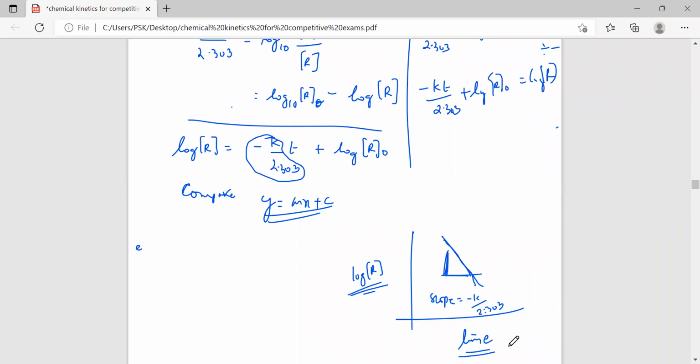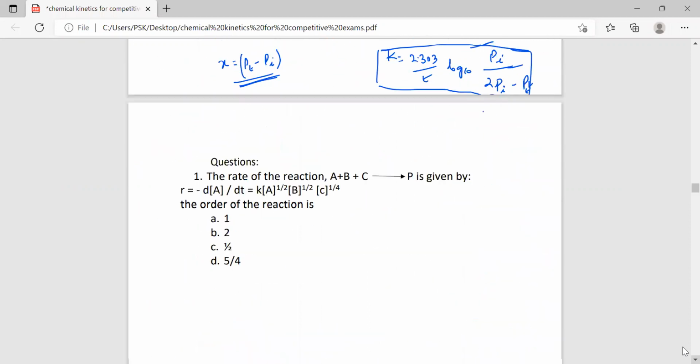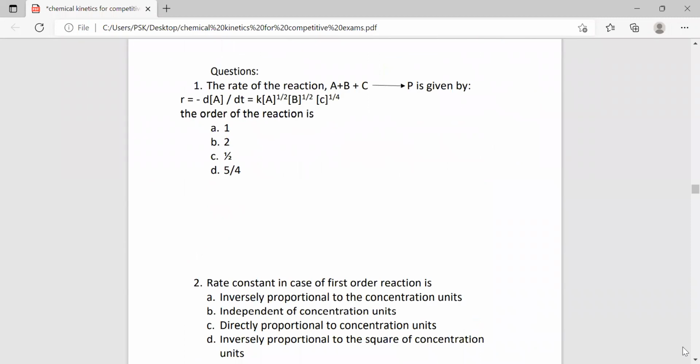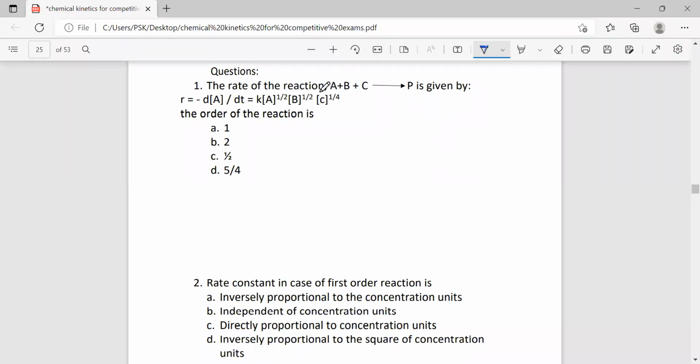Now we will work out some problems based on this. Order, molecularity, all we've done long back. Based on that, we will work a few problems, and other problems for 12th also I will teach you at the end of the chapter. The first one is the rate of a reaction. The rate of a reaction A plus B plus C giving product is given as R is equal to minus change in concentration of the reactant with respect to time.